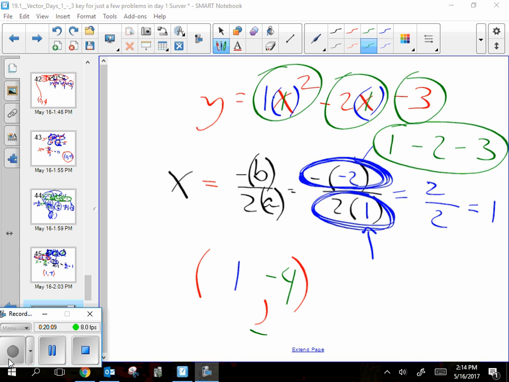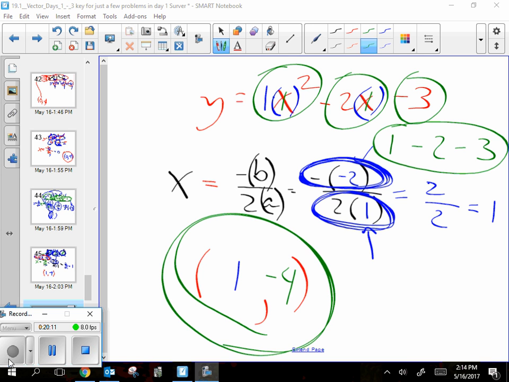That is called the what? That is called the vertex. That was the whole point. So if I graphed this, my graph would go over 1 and down 4, and there'd be a dot, and that's the parabola with that being the vertex. That's what we just found, the low spot in the parabola.